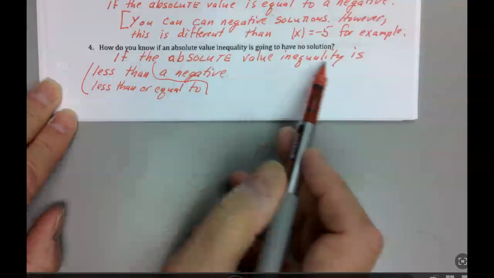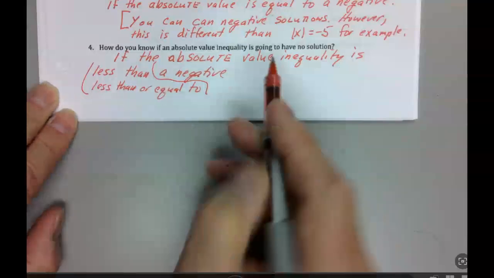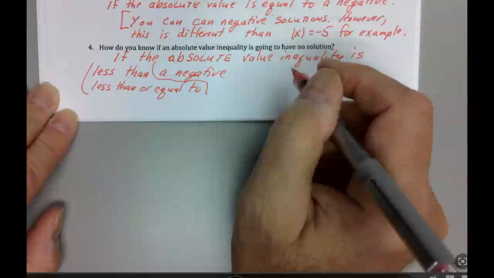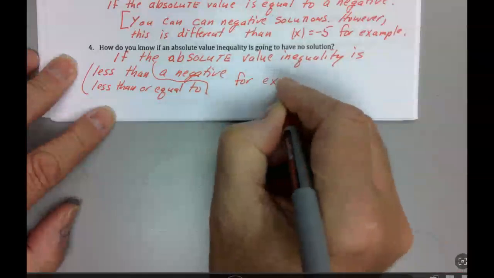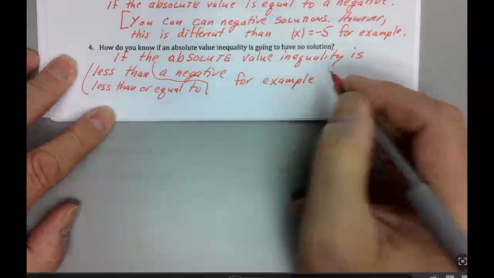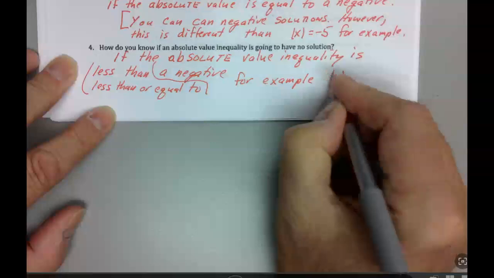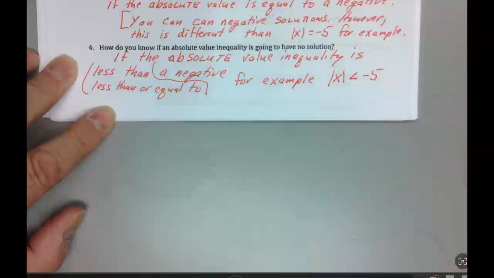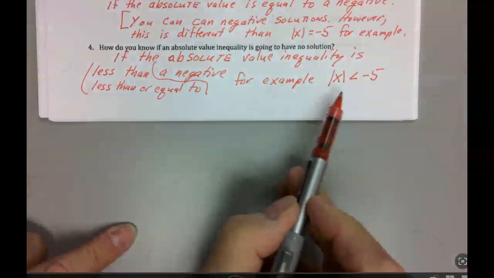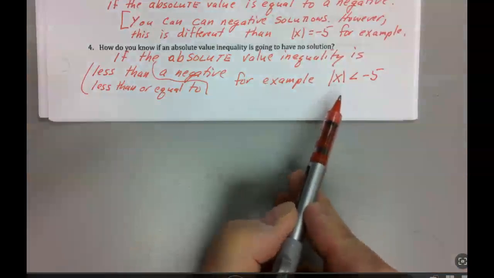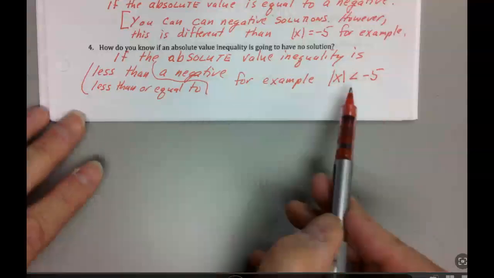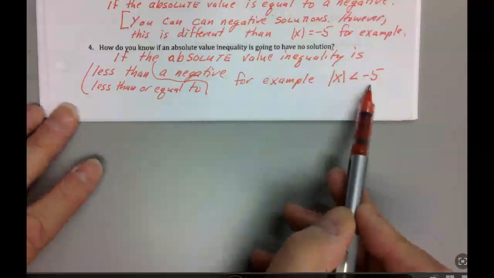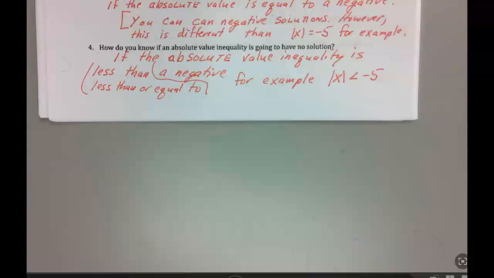So if the absolute value inequality is less than or equal to a negative, then a negative, for example, can't be one like this. Absolute value of x is less than -5. No matter what you put in for x, you're going to get a positive, correct? For your solution. Can it ever be less than -5? No way. So that's why when you have an absolute value less than a negative, there's no solution. Okay?